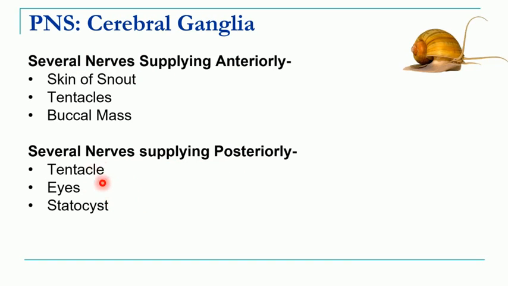We know that the tentacles have a tactile function, eyes are present for vision, and the statocyst is present for the equilibrium of the body. So we'll be studying this in the next lecture.